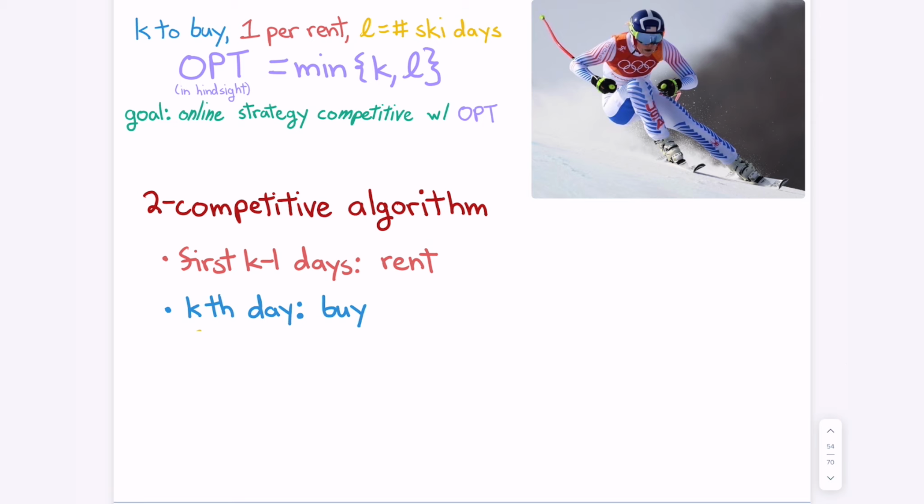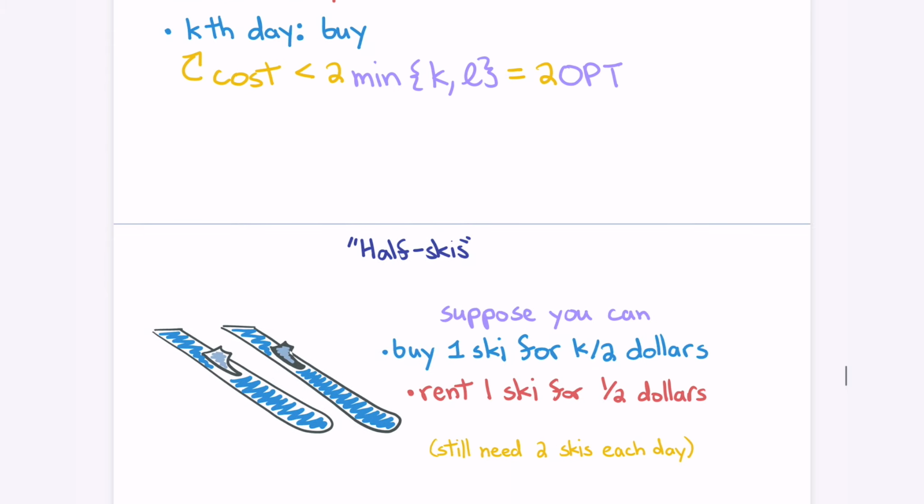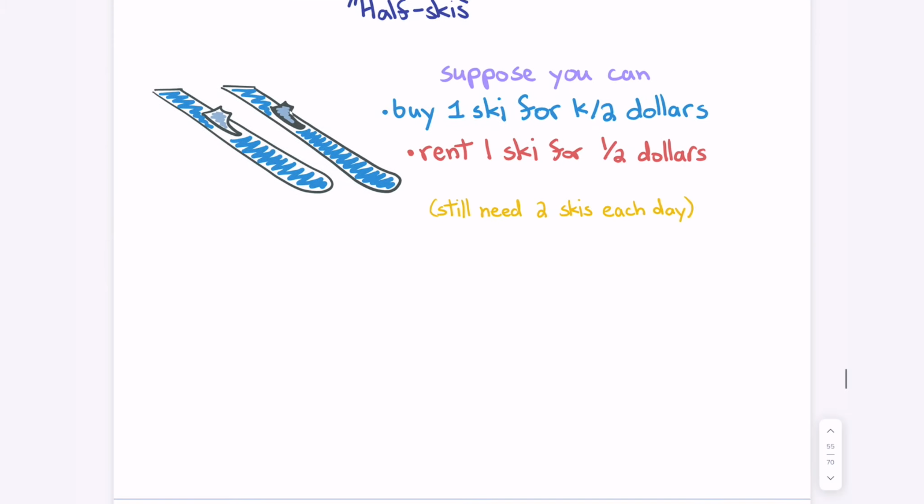Rent for the first K minus 1 days. On the Kth day, buy. You'll wish you had only spent exactly K, but it's okay. All right, factor two. Now the question is, as usual, oh, this is not so interesting.